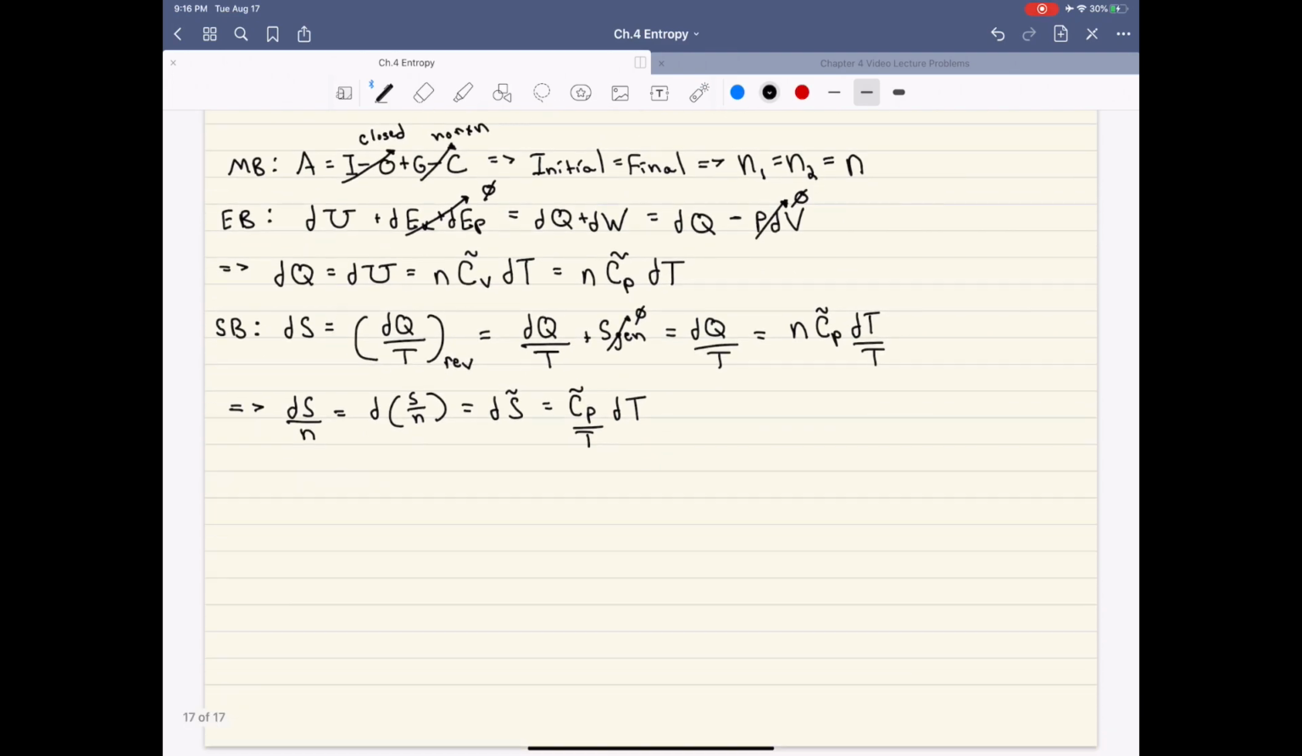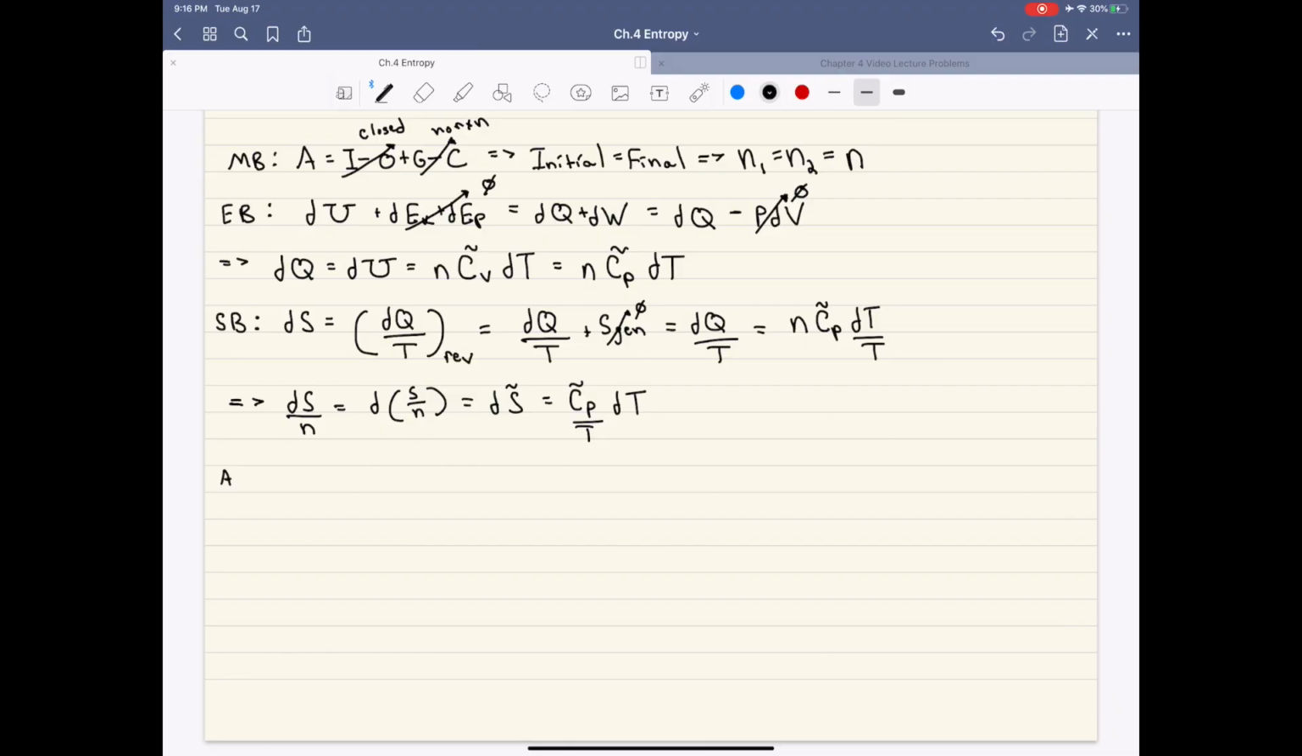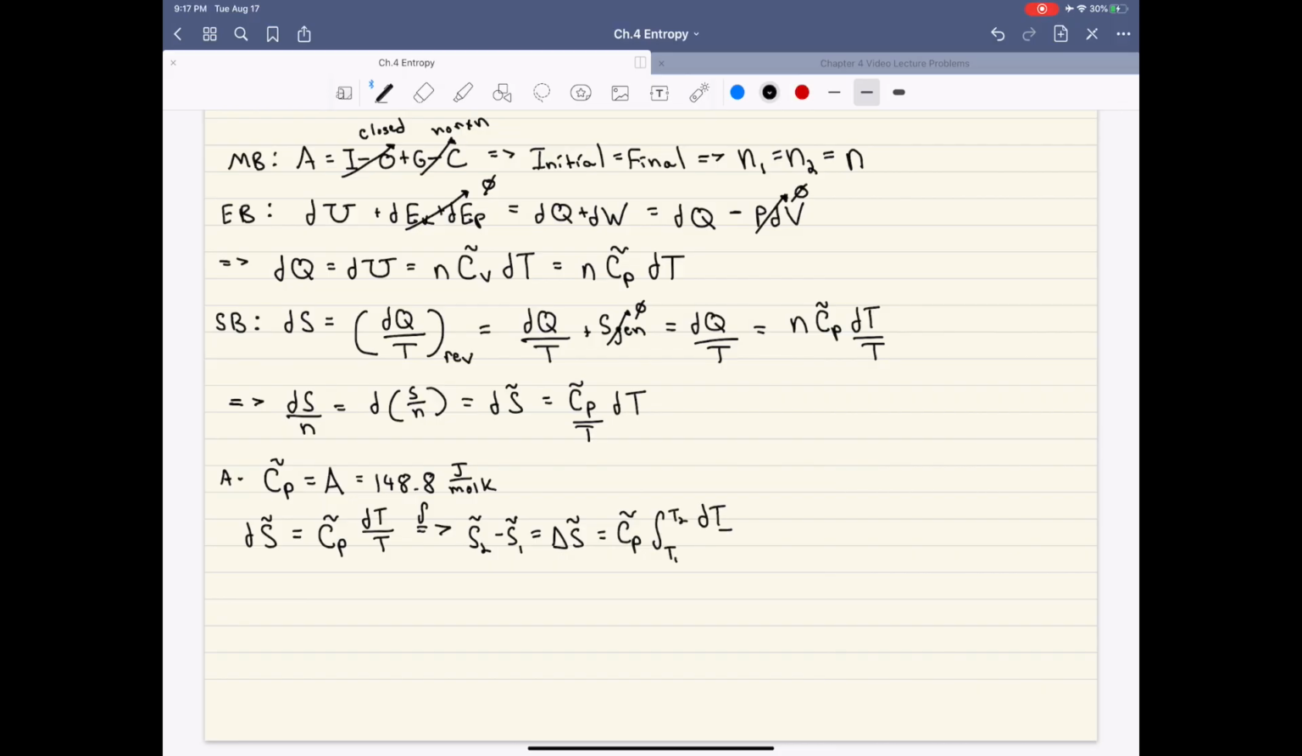And so let's explore the two different cases. In part A, Cp is just equal to a constant, which I'll just call A. And that was equal to 148.8 joules per mole K. And so what we could do here is if we go back to our entropy balance, we know that Cp is a constant, and so when we integrate both the left and the right hand side, what we'll get is S2 minus S1 is equal to delta S, and that's going to be equal to Cp times the integral from T1 to T2 of dT over T. So that's just going to give us the natural log of T2 over T1.